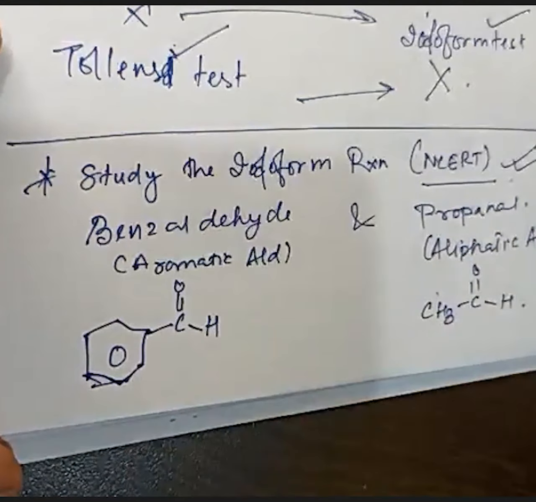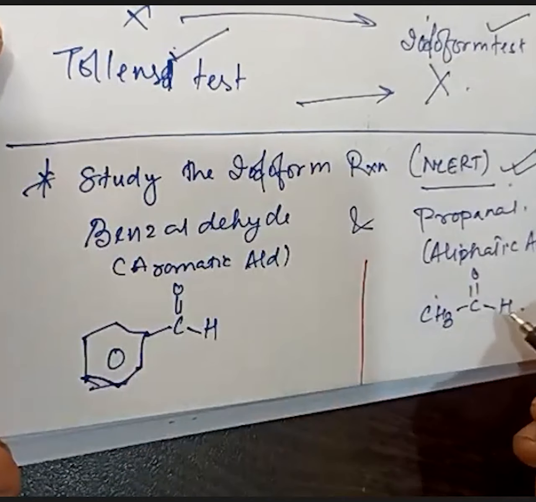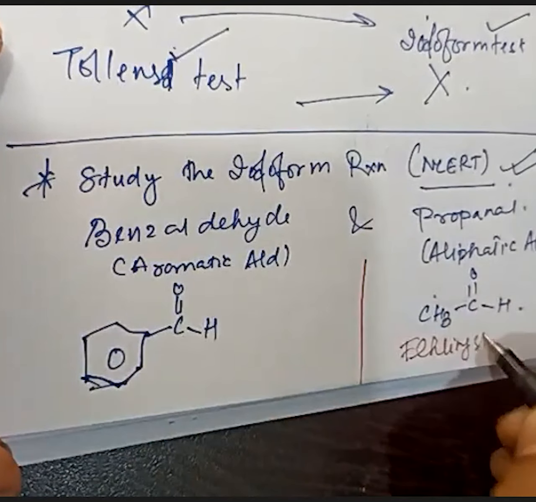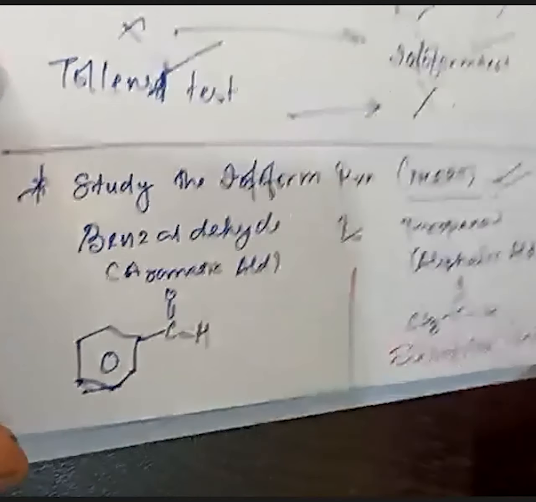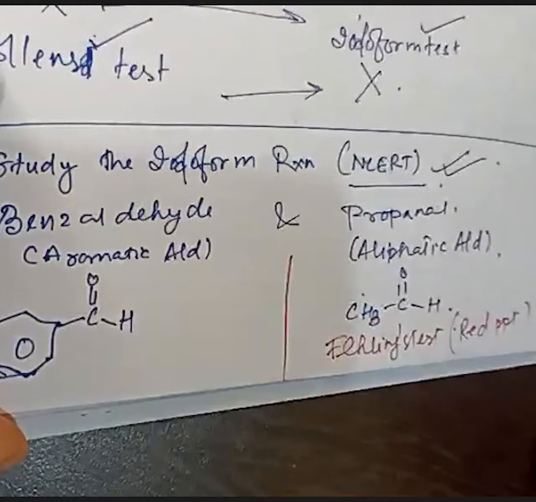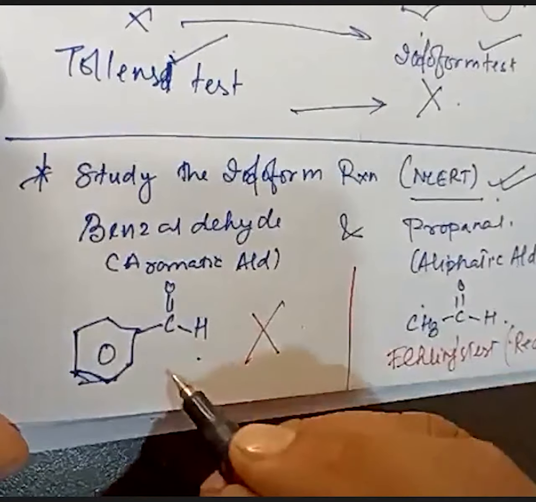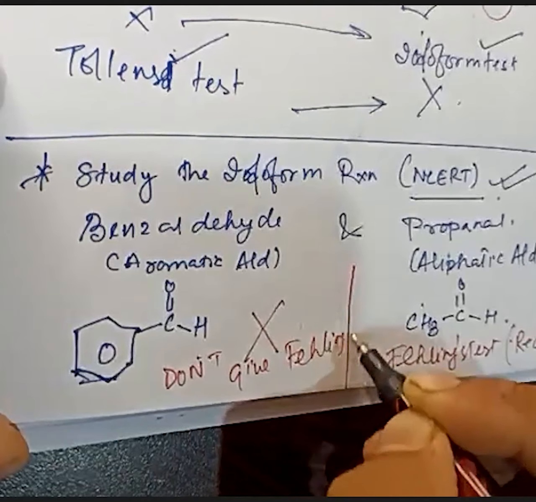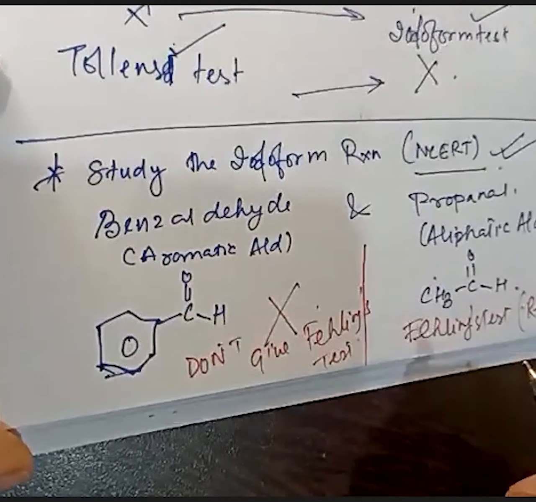If there is an aliphatic aldehyde and an aromatic aldehyde, the only way you are going to differentiate them is by doing Fehling's test. Fehling's test gives a red precipitate with the aliphatic aldehyde, and the aromatic aldehyde does not give it. Aromatic aldehydes do not give Fehling's test, but aliphatic aldehydes give Fehling's test.